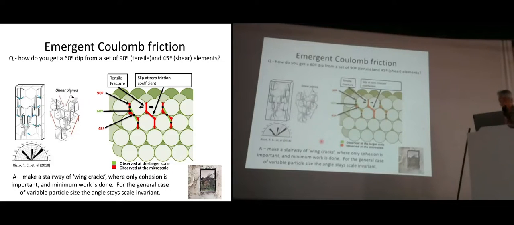Okay, so maybe the origin of macroscopic friction, 60 degrees is the angle that you see in normal faults for, you know, sort of crustal scale faults. And it's probably controlled by the grain scale. That emergent angle is probably controlled by the grain scale, which Roberto Rizzo also suggested independently.